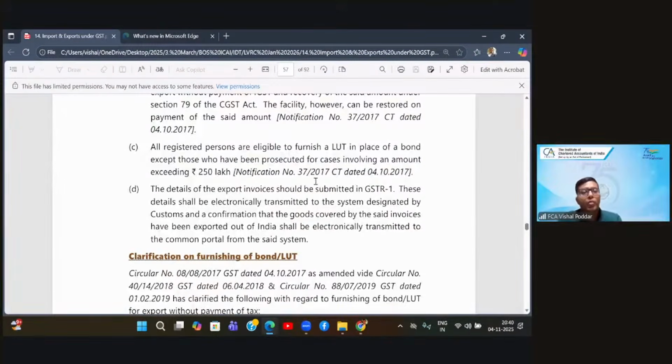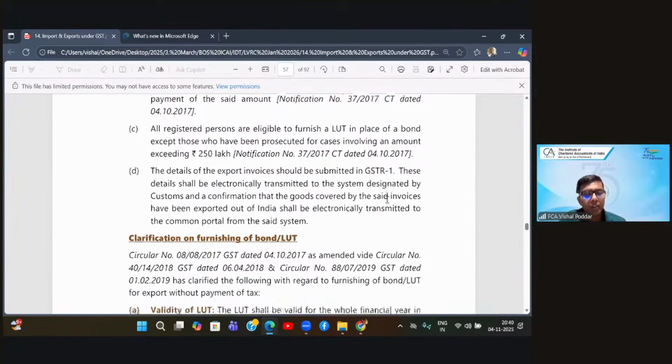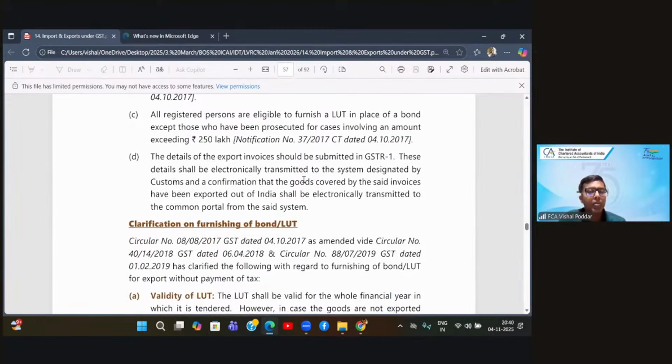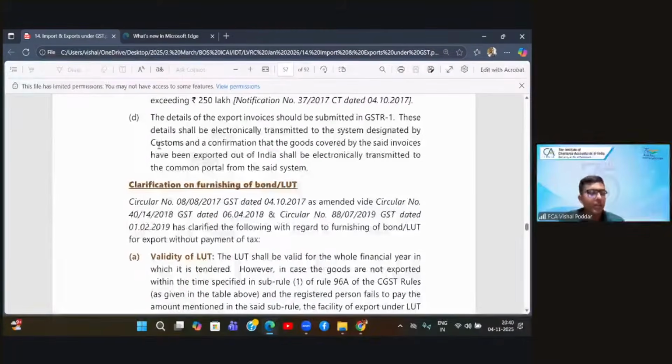Next, the details of export invoices should be uploaded in GSTR1. These details shall be electronically transmitted to the system designated by the customs, that is the ICEGATE portal, and a confirmation that the goods covered by the said invoices have been exported out of India shall be electronically transmitted from the ICEGATE portal to the GST common portal.